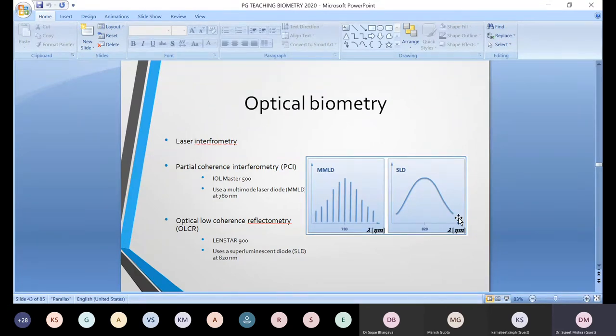Laser interferometry used two different modules. One was partial coherence interferometry, which was there in IOLMaster 500. It used a multi-mode laser diode at 780 nanometer. And the LenStar used optical low coherence reflectometry, which uses a superluminescent diode at 820 nanometer.